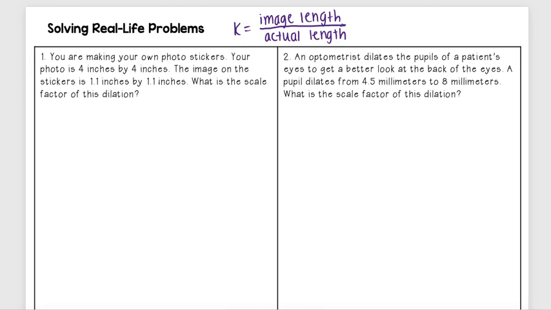Looking at this first one, it says you are making your own photo stickers. Your photo is 4 inches by 4 inches. The image on the stickers is 1.1 inches by 1.1 inches. What is the scale factor of this dilation? Okay, so I know I'm looking for the scale factor. I know I'm going to use K is equal to the image length over actual length.